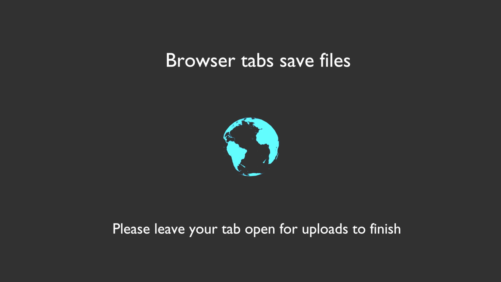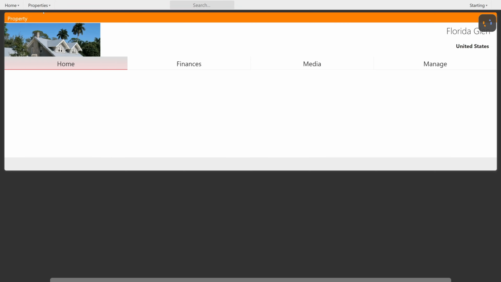So I've got another property here with some documents already uploaded. I'll head over to it now. You can quickly do that through the Properties menu, so I'll click on the Properties and then Florida Glen. Now to Media.